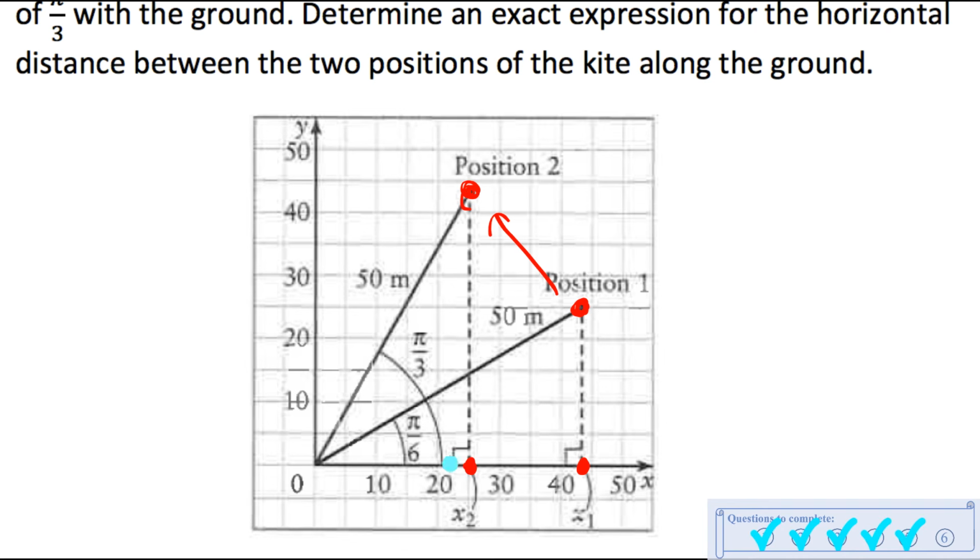I don't know exactly, but we'll have to do a calculation to figure it out. What we want to figure out is how far horizontally did it move? So what we're looking for, what's the difference in those x-coordinates? What's the length of that yellow side I just highlighted? We could calculate that by doing x-coordinate 1 minus x-coordinate 2. So that's what we're looking for.